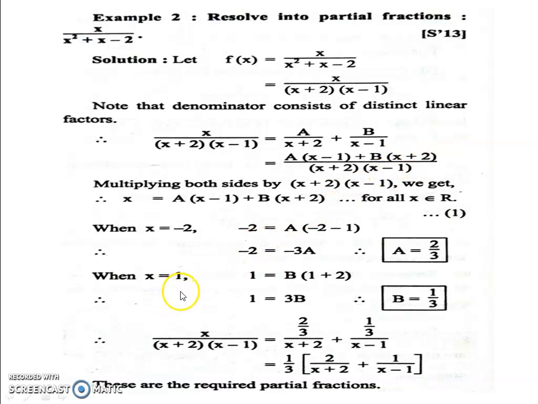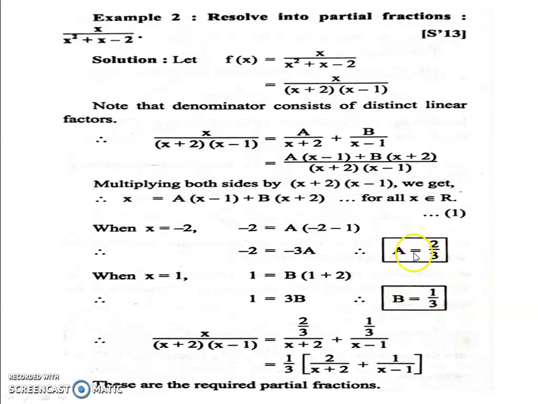Now x minus 1 equal to 0. That means x equal to 1. So in this expression we have to put x equal to 1. So 1 is equal to capital A, 1 minus 1 is 0. So A into 0 is 0. So x is remaining as a 1. Capital B, 1 plus 2 is 3. So 1 is equal to 3B. 3 goes this side, 1 upon 3. So B is equal to 1 upon 3.